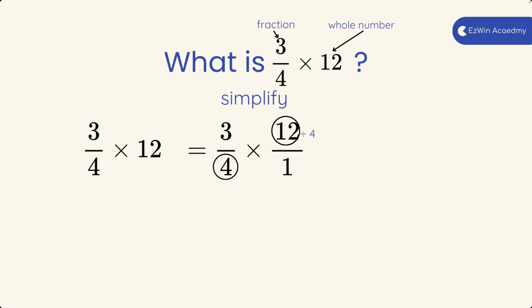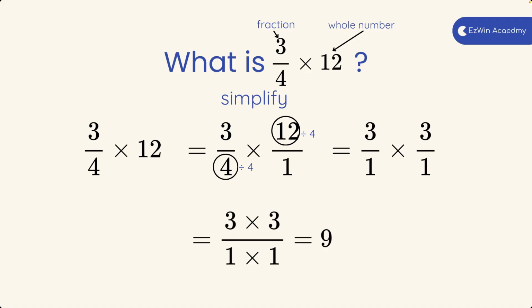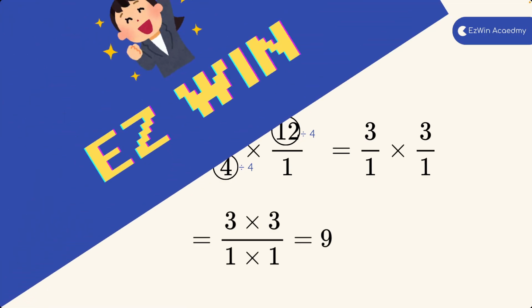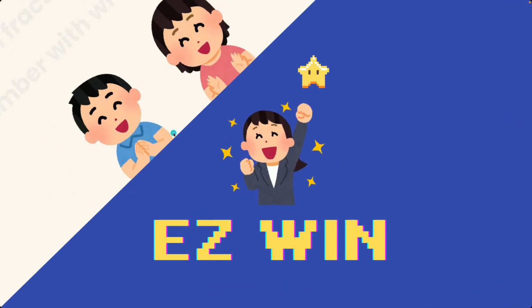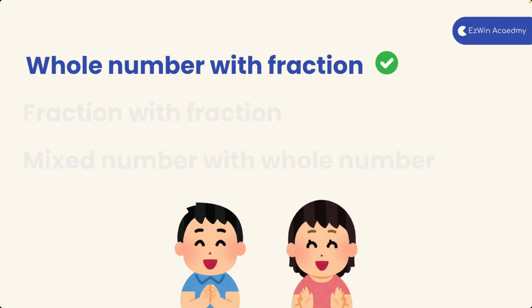So we're going to simplify it by having 12 divided by 4 and 4 divided by 4. This gives us 3 out of 1, because the denominator 4 divided by 4 gives us 1 and 12 divided by 4 gives us 3. Since we have fractions with numerators and denominators, we can multiply them. This gives us 3 times 3 out of 1, which is 9 out of 1, which is basically the whole number 9. And that is an easy win. All right, now we know how to do a product of a whole number with a fraction.